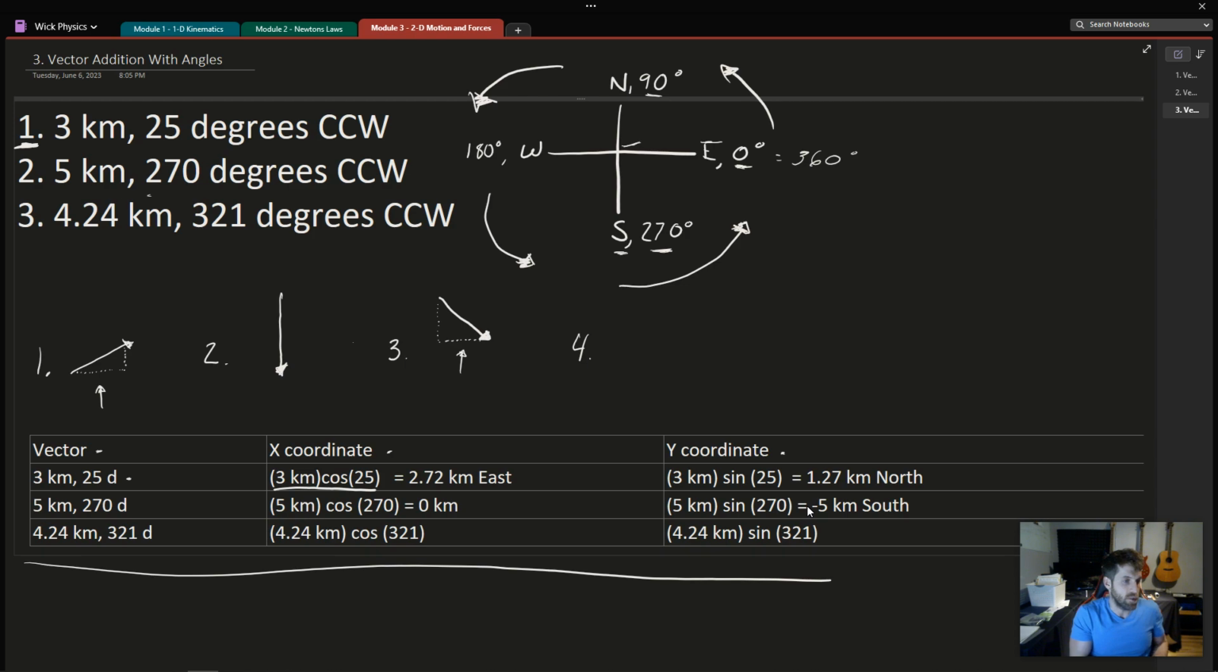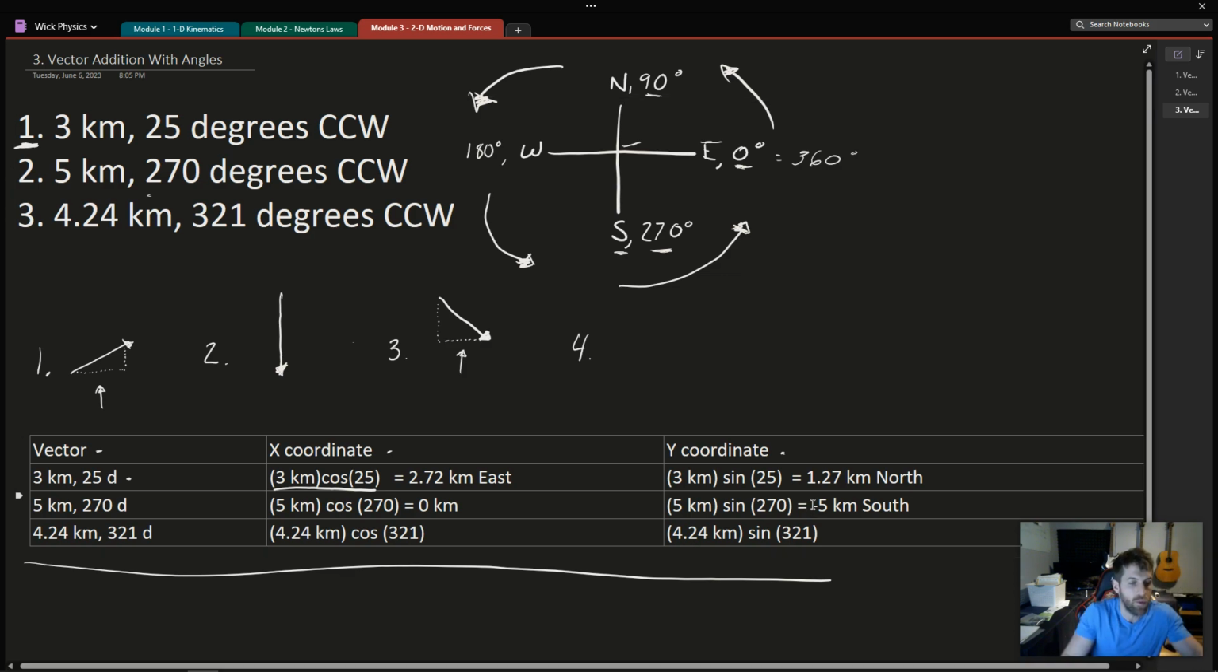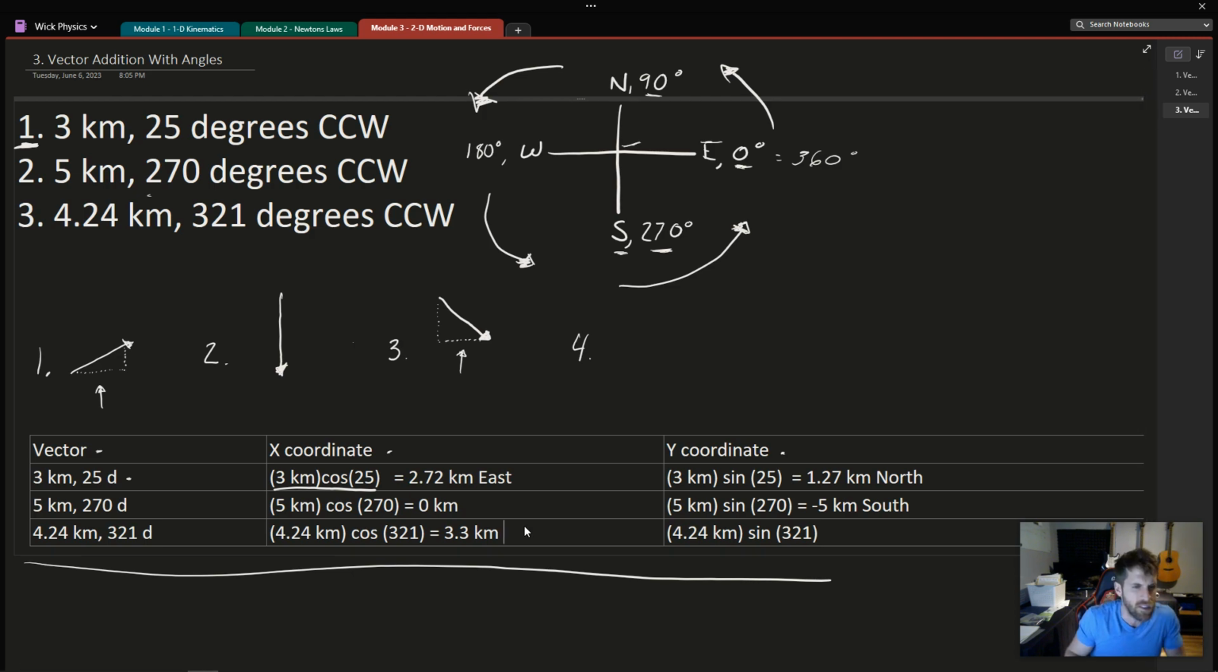Let's go to number 3. So we have 4.24 cos 321. And we get 3.3 kilometers. And let's look at this. It looks like it's going south of east.